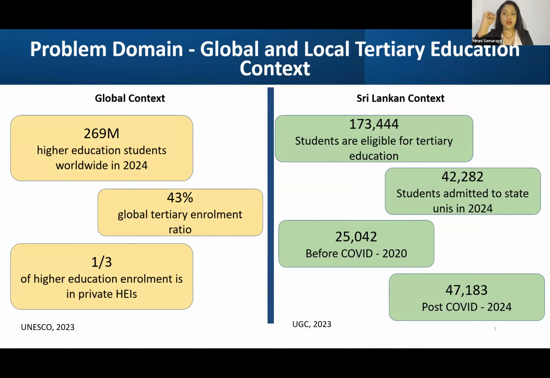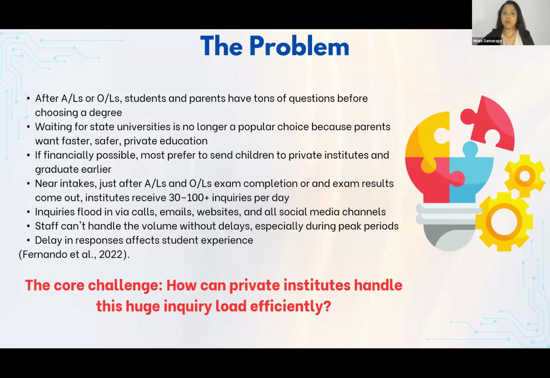So in Sri Lanka, although more than 173,000 students, 300,000 students were eligible for tertiary education, only 42,000 entered state universities in 2024. So this gap, together with the strong post-COVID growth in private higher education enrollment, creates greater pressure on institutions to handle student inquiries efficiently.